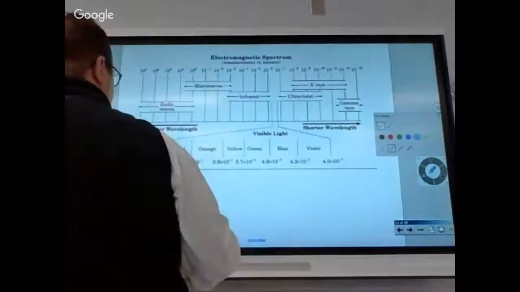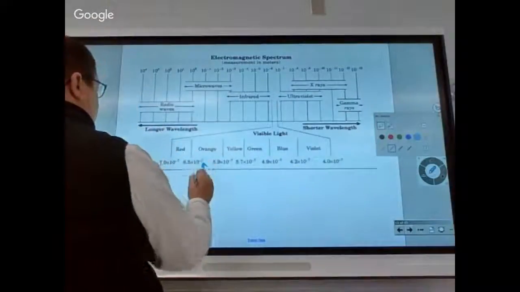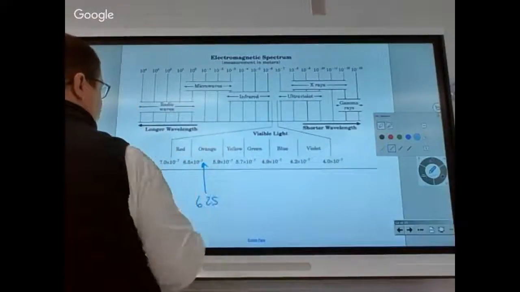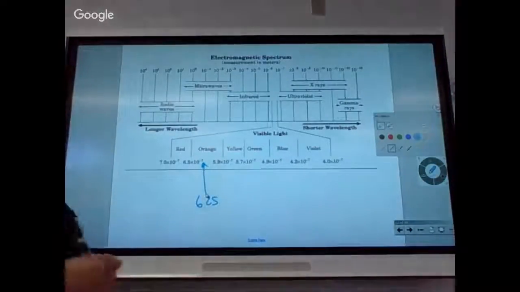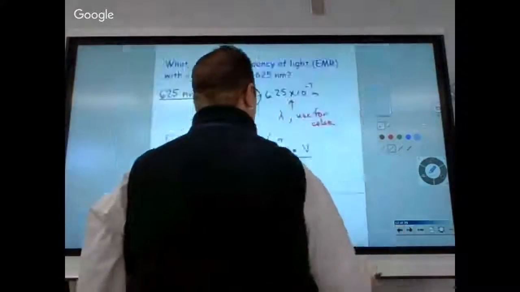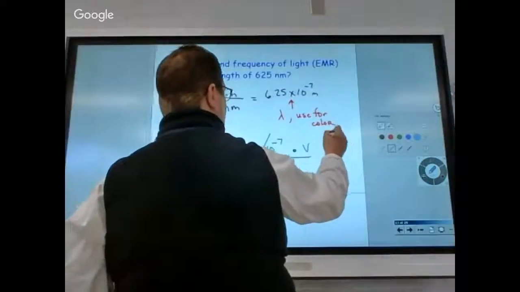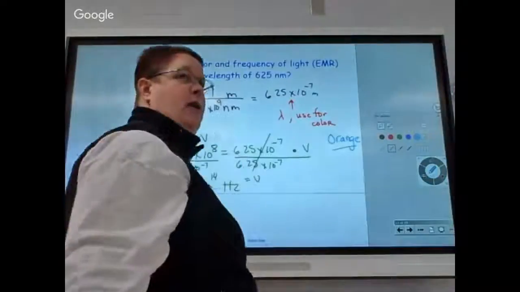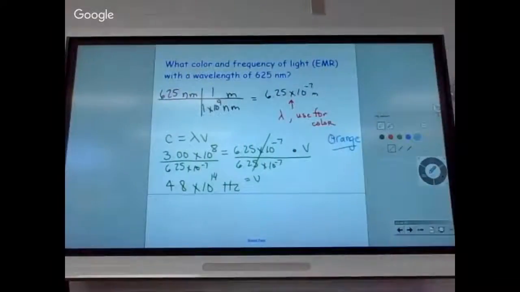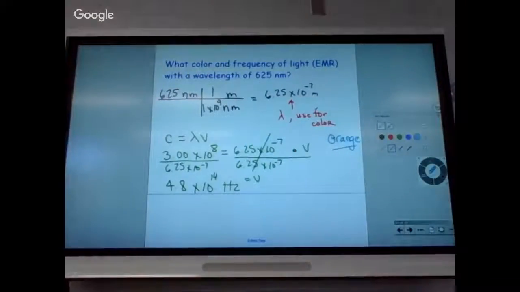All right, so 6.25, I agree. 6.25 falls there. Everybody okay with orange being there? Yeah, sure. I'm going back. I just want to make sure we're all okay because we were arguing a minute ago about orange. They put it in the wrong place. Oh, they used the wrong number? Yeah. I used the wrong number.